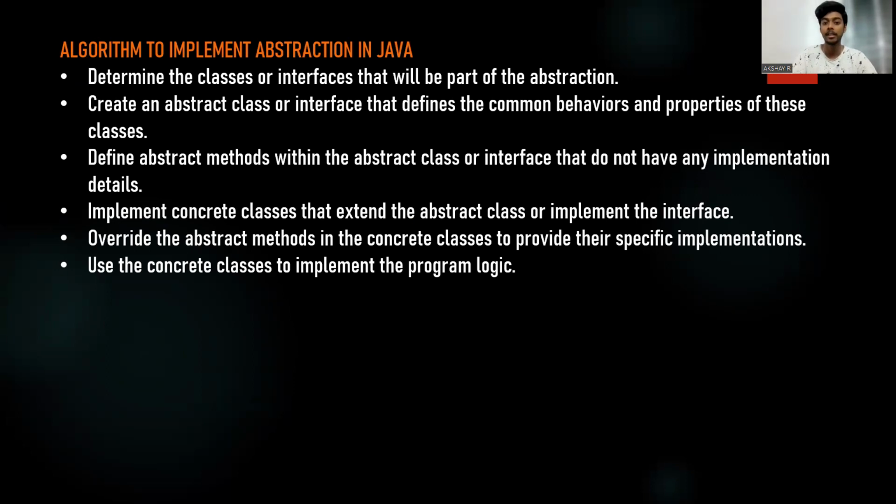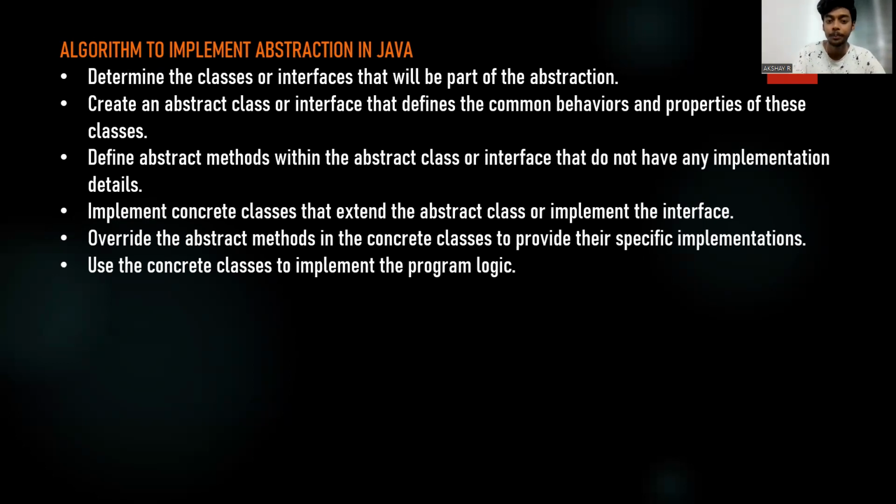Implement concrete classes that extend the abstract class or implement the interface. Override the abstract methods in the concrete class to provide the specific implementations. Of course, the last point: use the concrete classes to implement the programming logic. Algorithm, of course, means a step-by-step process to solve a particular problem, so to easily understand, I have taken the algorithm process.